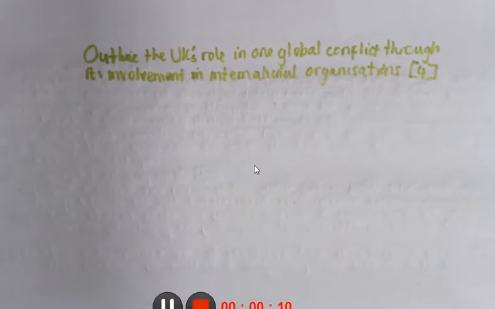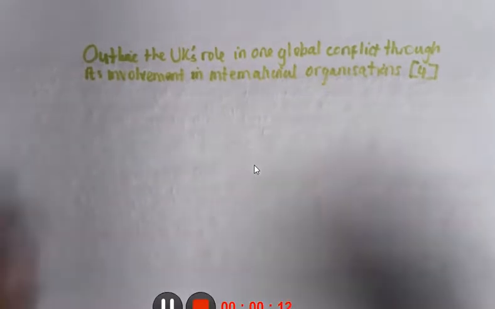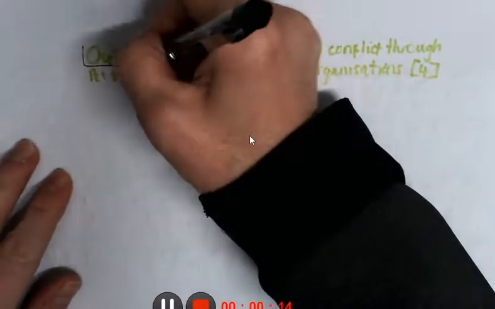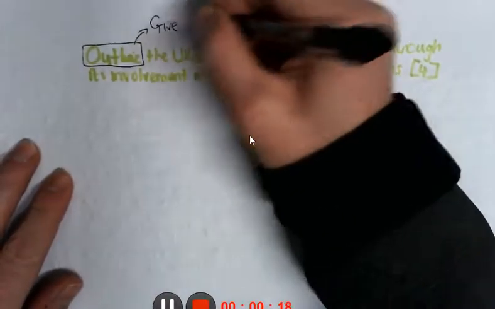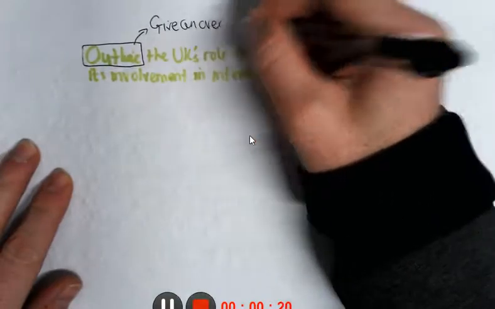The reasons it's a 4-marker, look at the command word when you box it. It's outline. Remember, outline means give an overview to it.